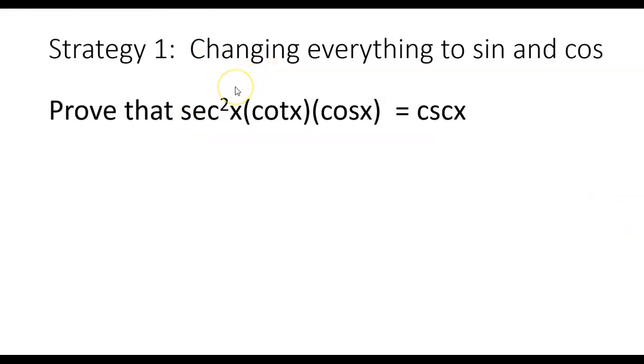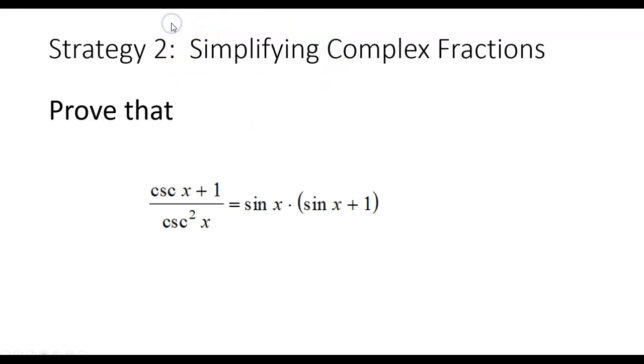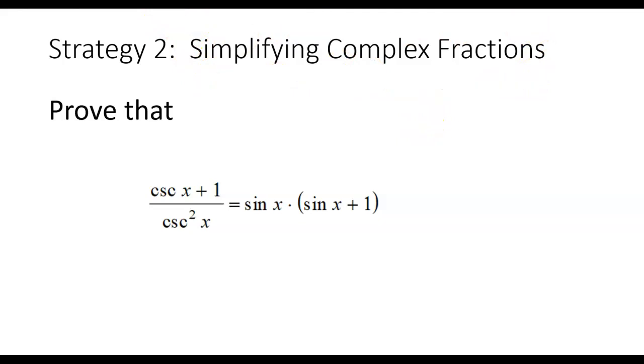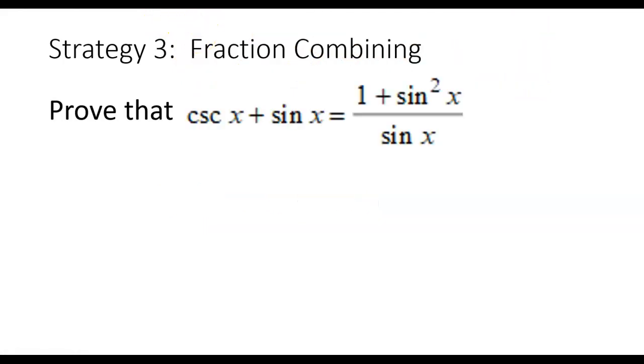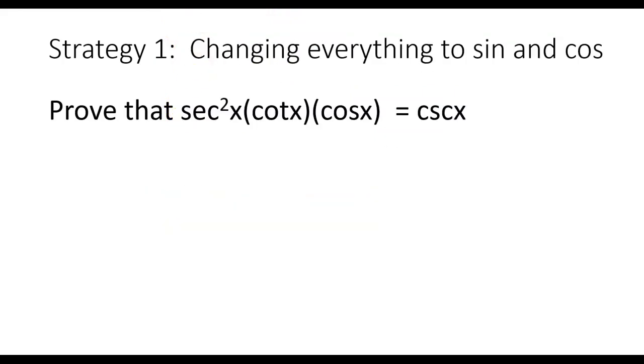Now we're going to use 3 strategies today for verifying or proving identities are equal. One of them is this, changing everything into sine and cosine. That's one of our strategies. Another strategy is simplifying complex fractions. We're going to be doing that as well. And a final and third strategy is we're going to be combining fractions. Now, that's all just mumbo jumbo to you right now, but you'll see what they are when we get there. Let's go ahead and start with strategy 1, changing everything into sine and cosine.